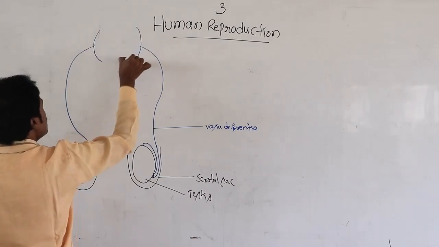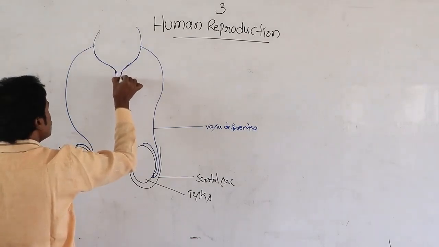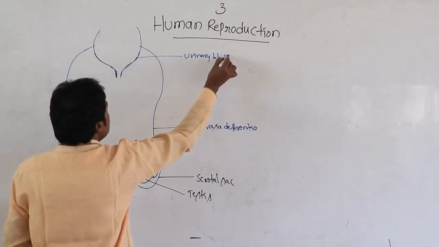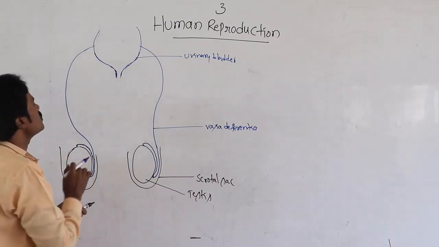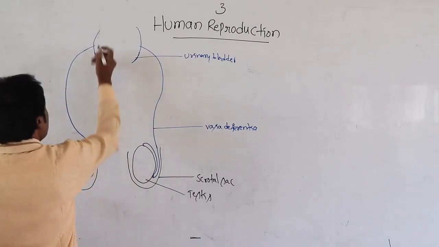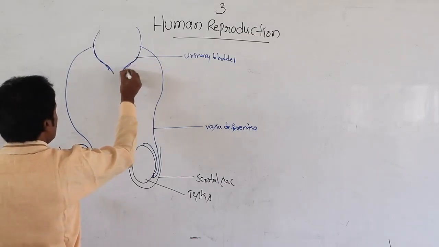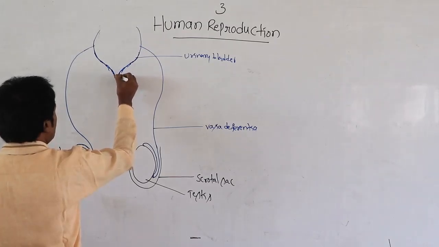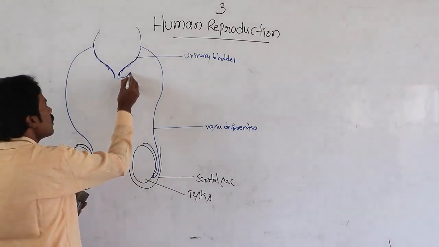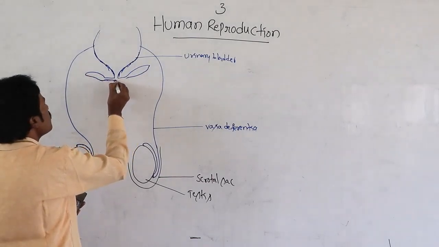Related to the urinary bladder, here you draw the urinary bladder. This is the urinary bladder. From this urinary bladder, here only it arises, that is the seminal vesicle, one pair of seminal vesicles.